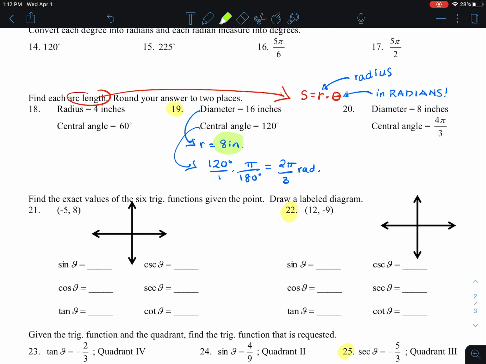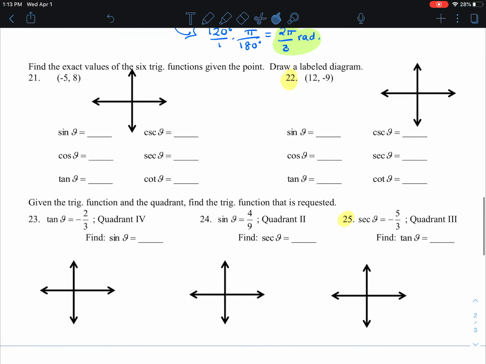So what I have now is the radius and the angle measurement in radians. When I go to use the formula, this is what I'm going to type in. By the way, when you do this, you can type the pi symbol into your calculator for these arc length problems, and you can just report the answer rounded to 2 decimal places. And you should label the answer with whatever unit of measurement the diameter or radius was given in the problem.